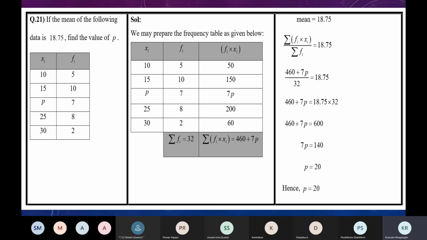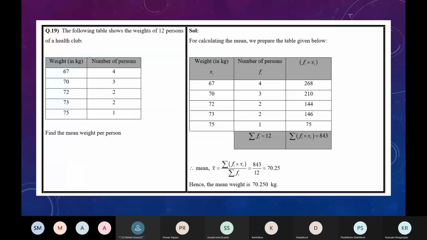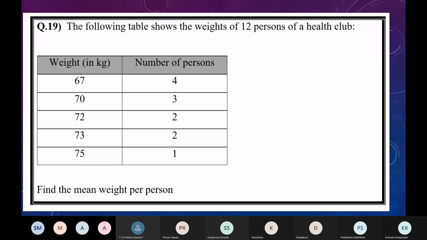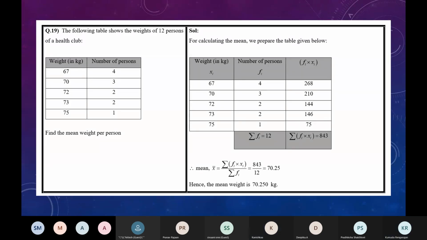Any questions, children? No, ma'am. Take a picture. Ma'am, can you show the answer for problem 20? 20, didn't I say homework? Sorry, ma'am, 19. Answer, huh? Yes, ma'am, answer. Thank you, ma'am. I have taken screenshot.